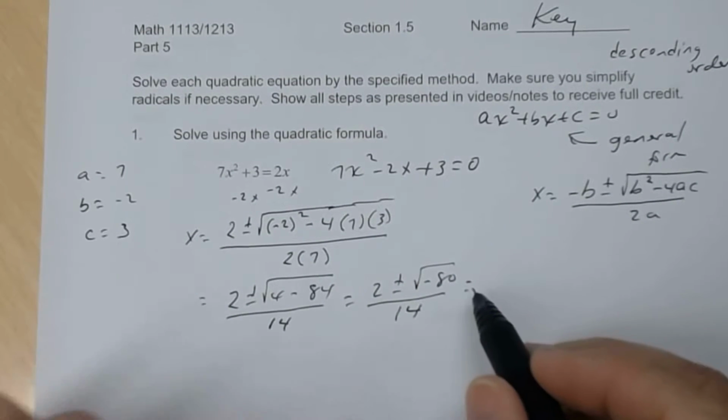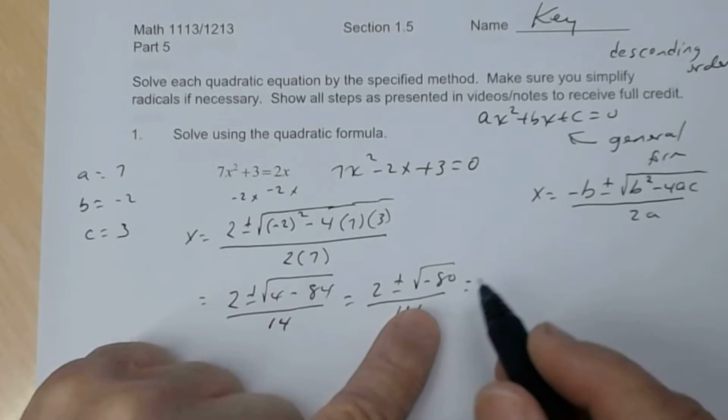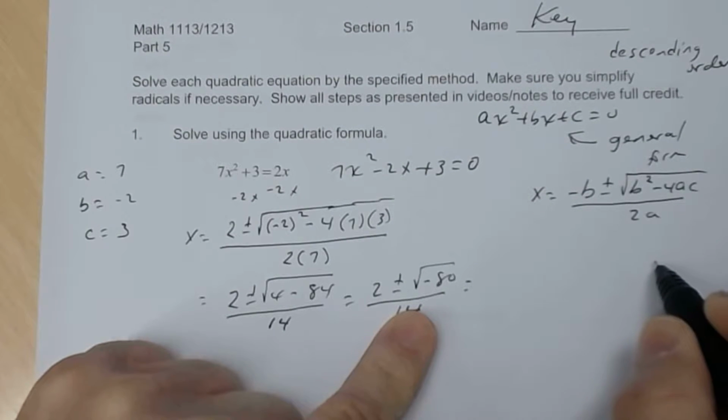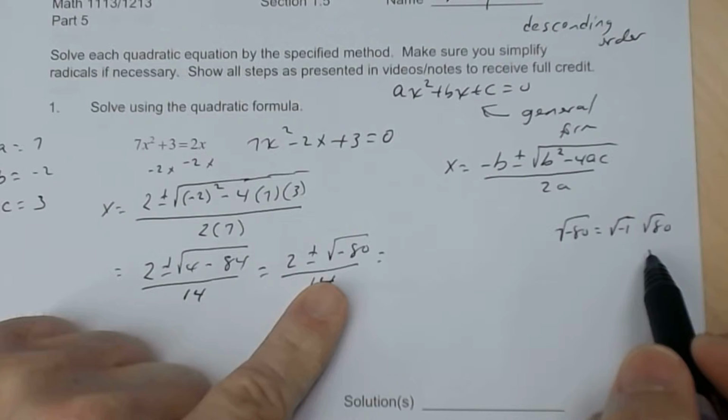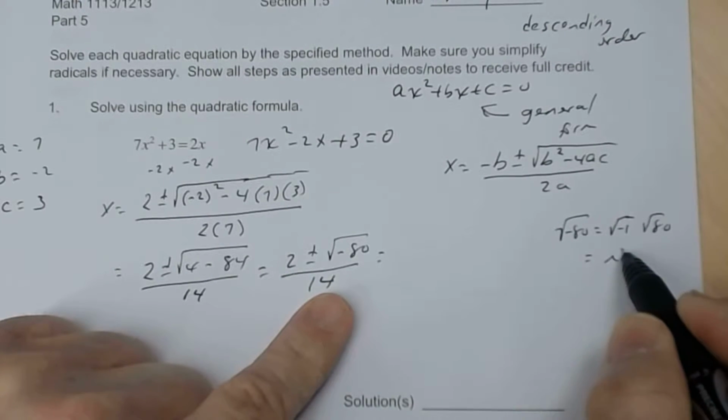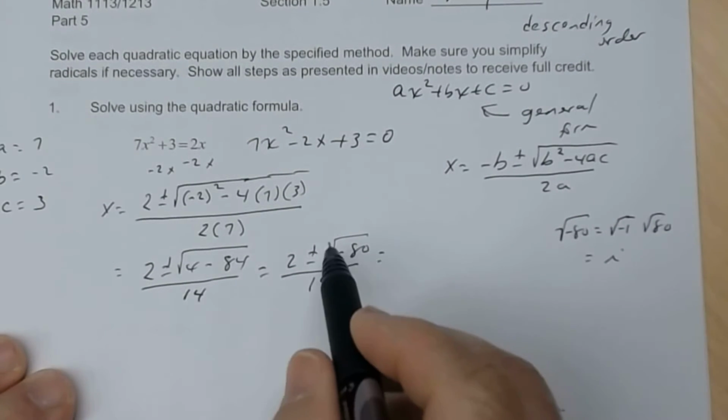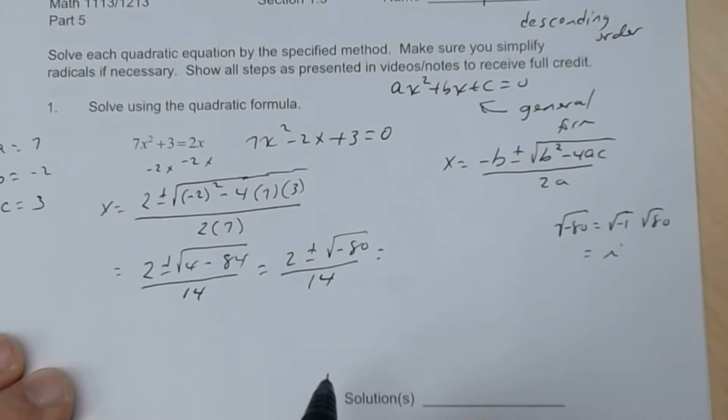And so we can go ahead and simplify the square root of -80. I'm going to go off to the side right here and do that. So the square root of a negative 80, remember, is the square root of a negative 1 times the square root of 80. And negative 1 is i, so we're going to end up with two imaginary solutions here.